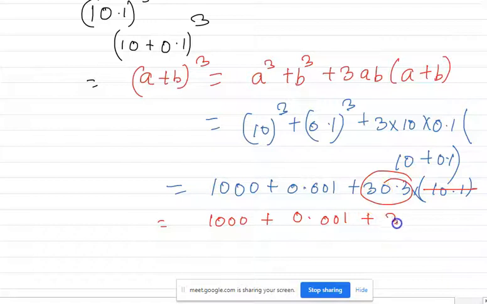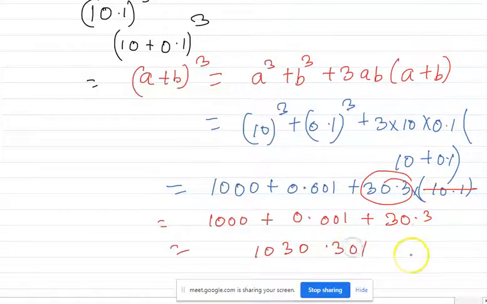Plus 30.3. So all you'll add: 1000 and 30, and the rest. If you add, how much will come? Use calculator, no problem. It will come 1030.301. Okay, this is the answer. Next sums we will move.